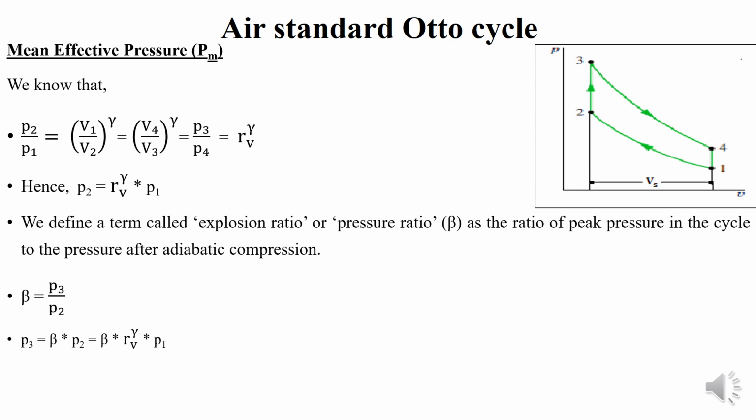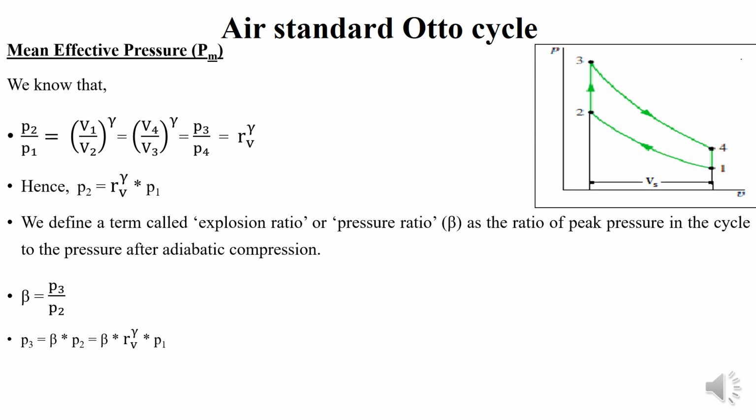So from this equation we will get P3 is nothing but P2 times beta, but P2 already has this equation, so substitute over here. So what you will get is beta times RV to the power gamma into P1. So P2 is over, P3 is over.